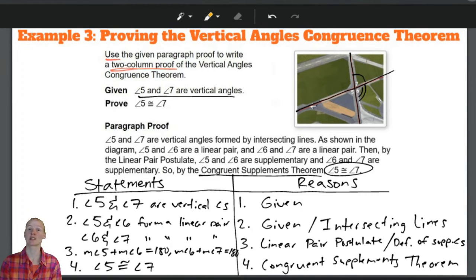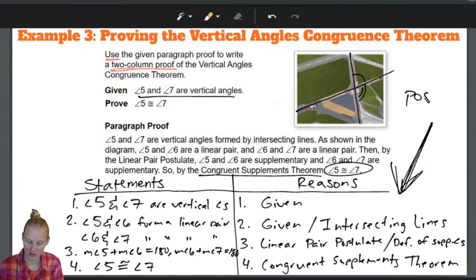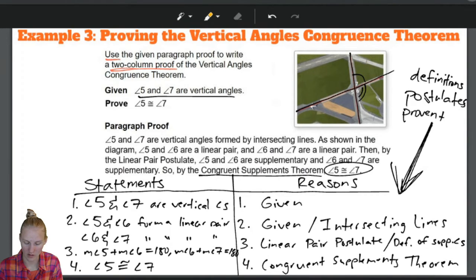So this proof was a lot easier than I thought it was going to be. We just got to use the congruent supplements theorem. This is why you prove theorems. When you prove theorems, you can use them as reasons. If you haven't proven the theorems over here, you can't use them. If they're postulates, then remember we don't need to prove them, and we can use postulates, definitions, and proven theorems. Those are all the things we can use as reasons.